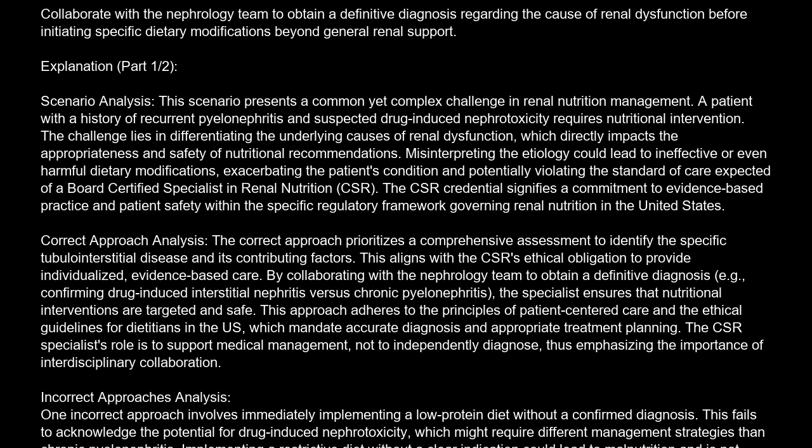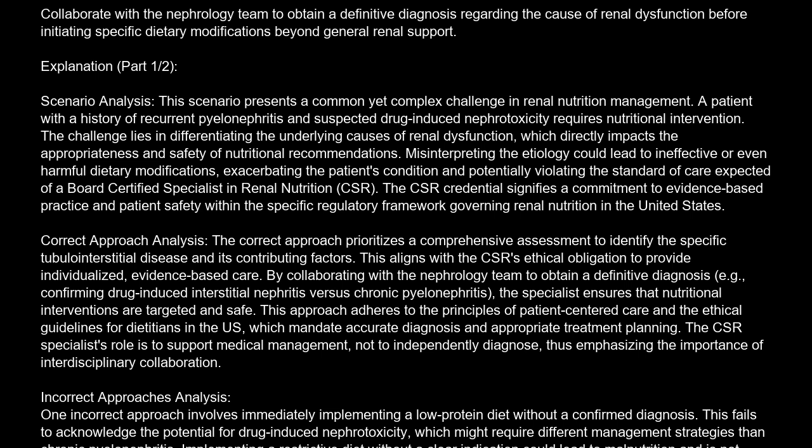Correct approach analysis. The correct approach prioritizes a comprehensive assessment to identify the specific tubulointerstitial disease and its contributing factors. This aligns with the CSR's ethical obligation to provide individualized, evidence-based care. By collaborating with the nephrology team to obtain a definitive diagnosis, e.g., confirming drug-induced interstitial nephritis versus chronic pyelonephritis, the specialist ensures that nutritional interventions are targeted and safe.